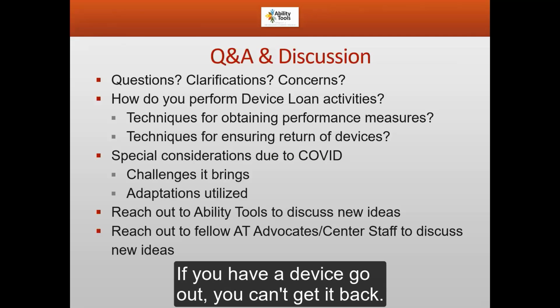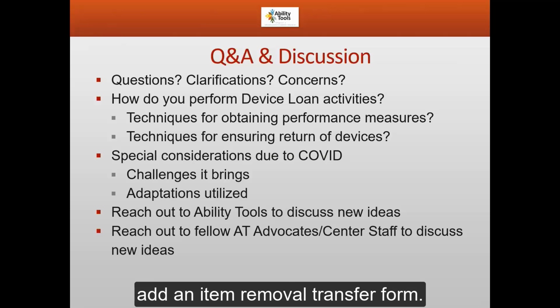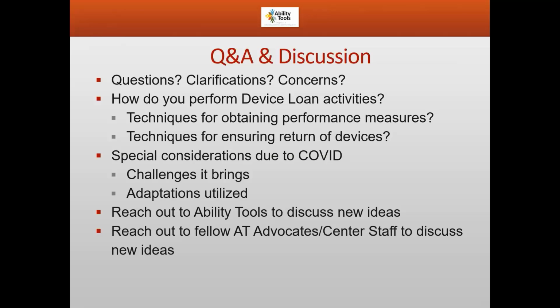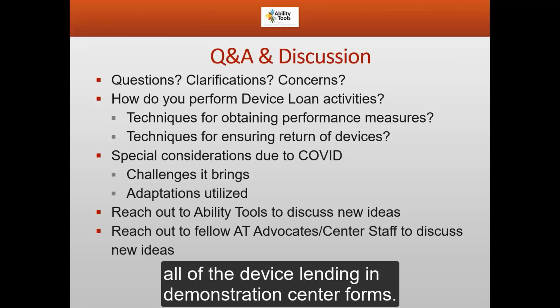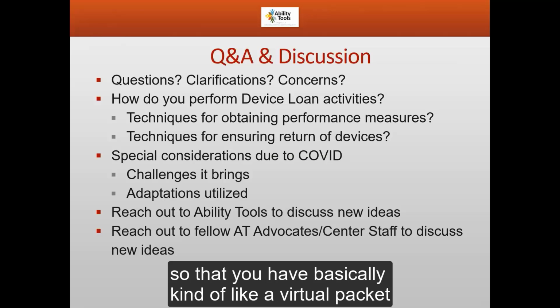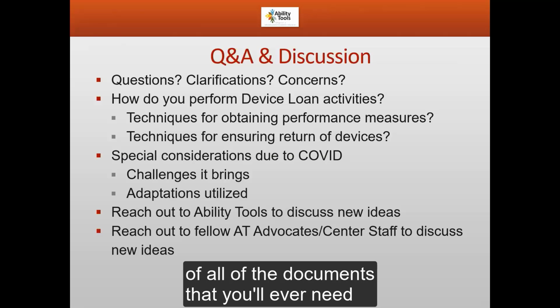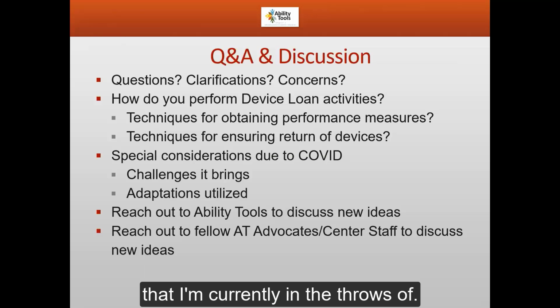If you have a device go out, you can't get it back, you've tried, it's just gone, you're going to fill out an item removal transfer form. I'm actually in the middle of updating all of the device lending and demonstration center forms. I'm going to put them all in one workbook so that you have basically a virtual packet of all of the documents that you'll ever need, along with an updated policies and procedures manual that I'm currently in the throes of. That's a long manual, guys.